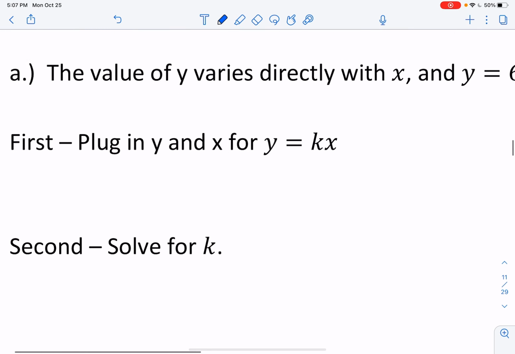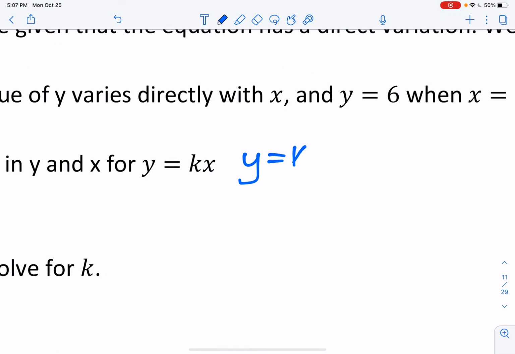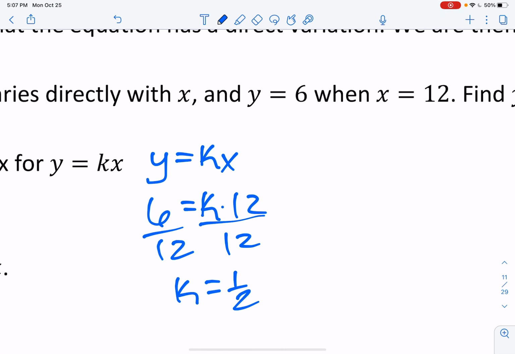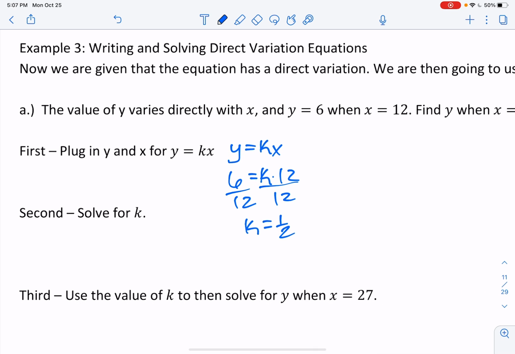So I have my equation, y equals kx. It tells me that when y is 6, x is 12. So I just plug those in. Wherever I see y, I replace it with 6. And wherever I see x, I replace it with 12. Because x equals 12 and y equals 6. And now to solve for k. Well, what's happening to k? It's being multiplied by 12, so I divide by 12. What I do to one side, I do to the other. So k equals a half. Cool, so that's my constant of variation. I solve for k.